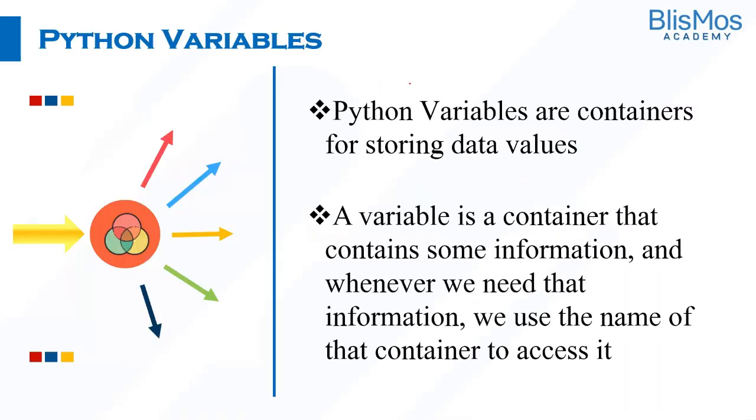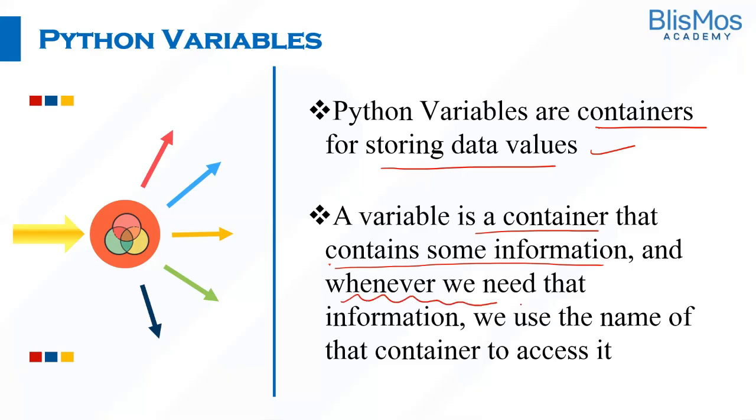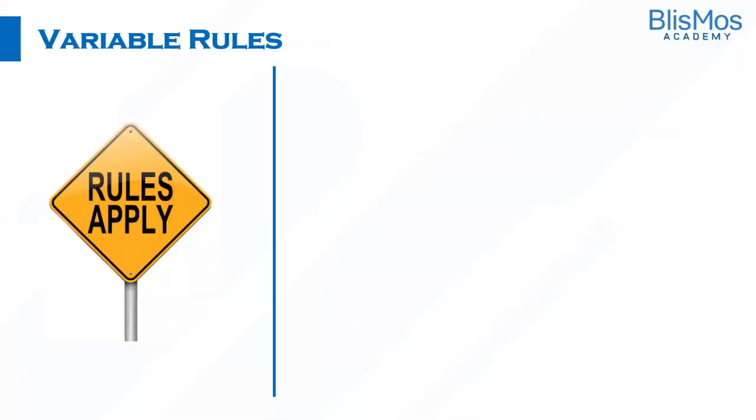Coming to the Python, Python variables are containers for storing the data values. Variable, as we have already discussed, is a container that contains some information. And whenever we need that information, we can access that. When we have to declare variables, we have certain rules. Let's discuss them one by one.